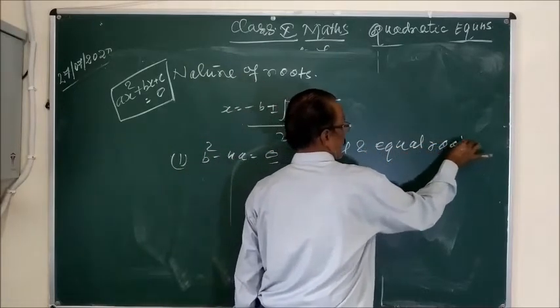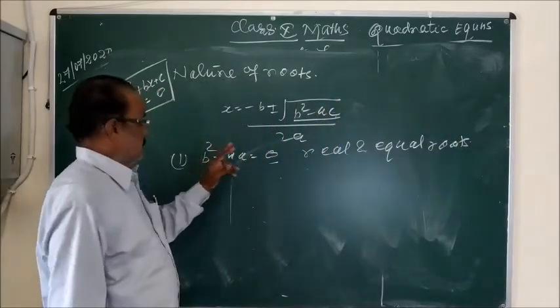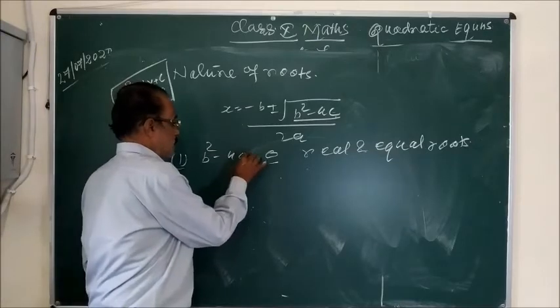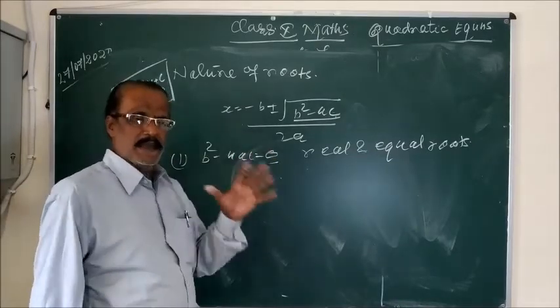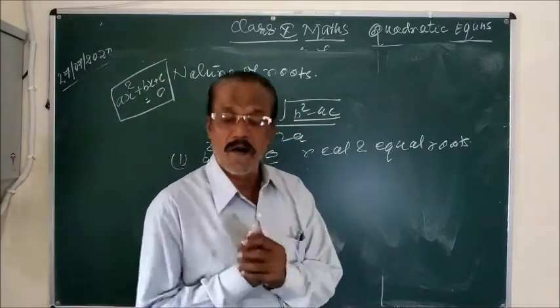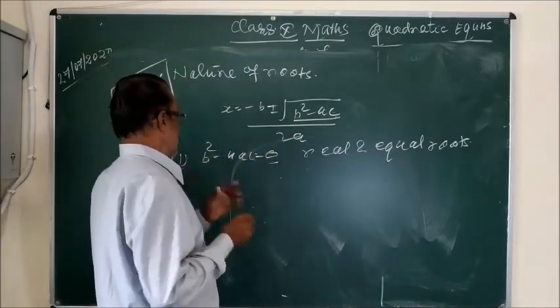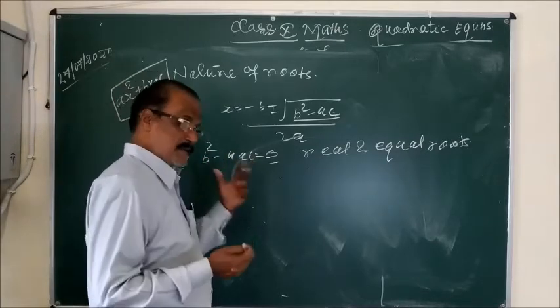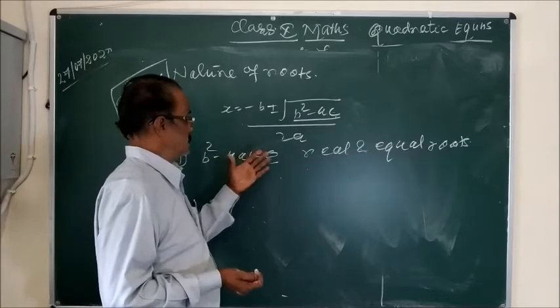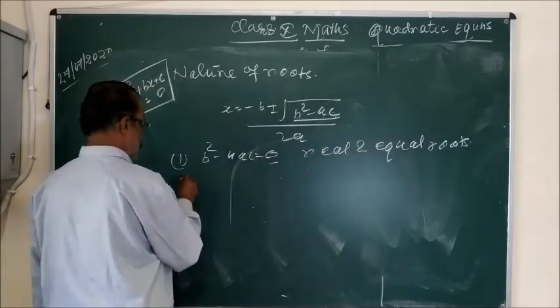Do you understand the meaning of nature? This is called the discriminant because it decides whether the equation has roots or not. So the first condition: if b squared minus 4ac, that is D, if D is 0, the equation will have real and equal roots.